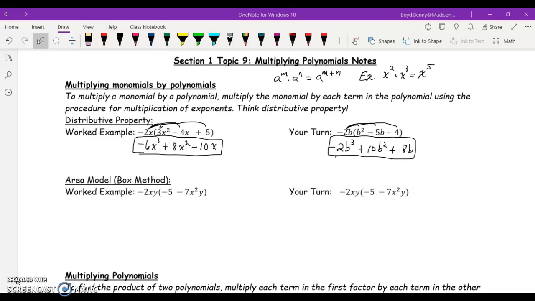plus 8b. Okay, let's look at a different method called the area model or the box method. So in this method, we have a monomial times a binomial. So I'm going to draw a box that is 1 column high and 2 rows wide. Okay? And I'll put my monomial term over here, and I'll put my binomial term across the top.